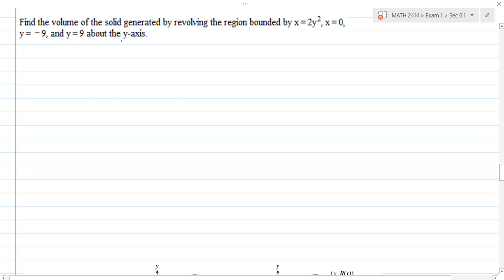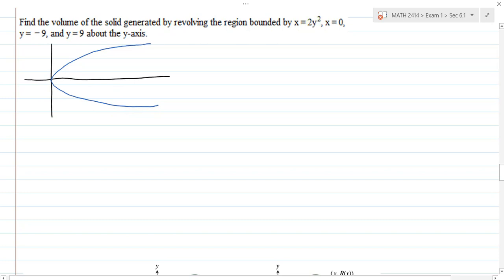So the first thing that you need to do is sketch a graph. We have x equals 2y squared. So now I've got x as a function of y, not y as a function of x. So we need to sketch a graph of this. This parabola is going to start at (0, 0), and so it's going to look something like this. X equals 2y squared. X equals 0 is this point right here, y equals -9, and y equals 9.